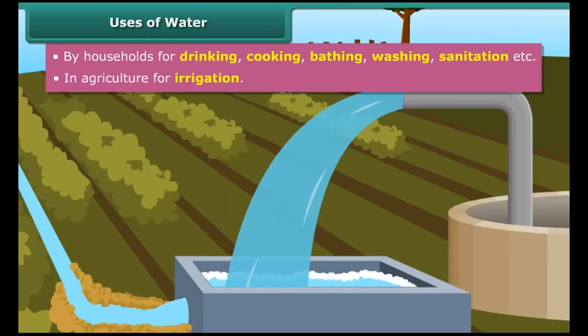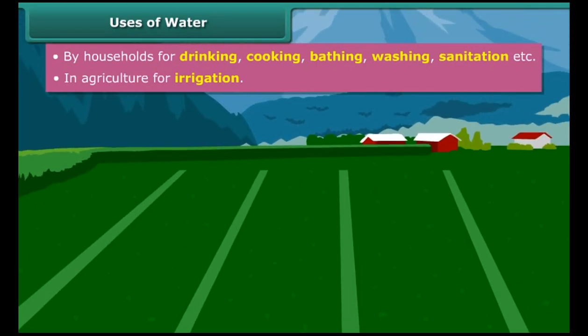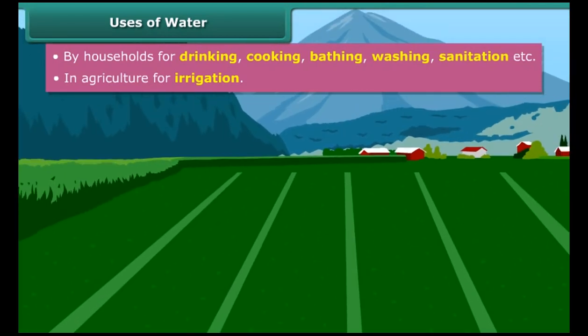Irrigation facilities improve agricultural output and help meet the growing demand for food from a growing world population. Irrigation acts as an insurance against the vagaries of nature.